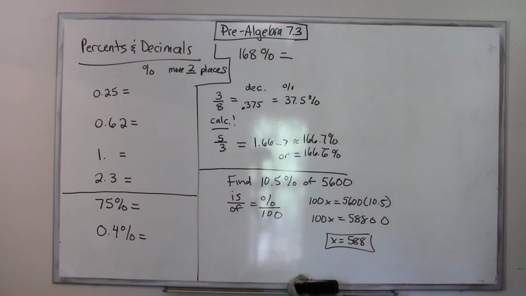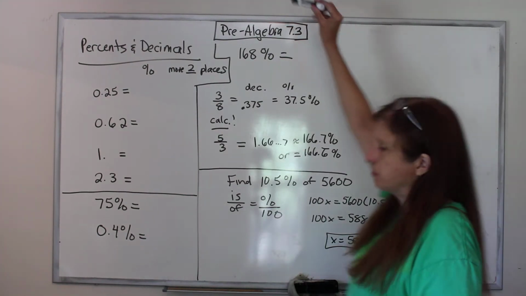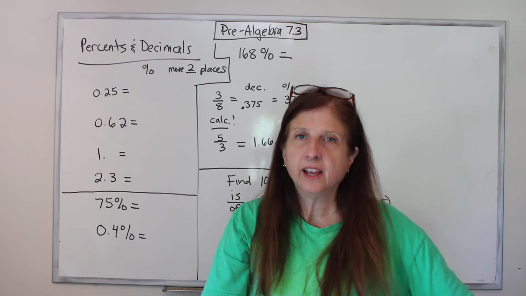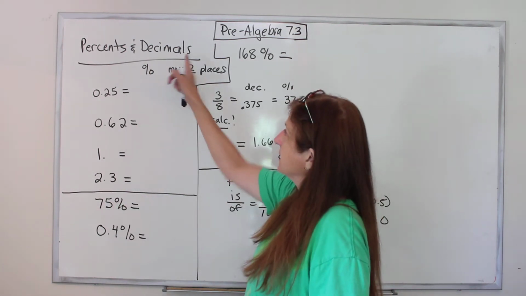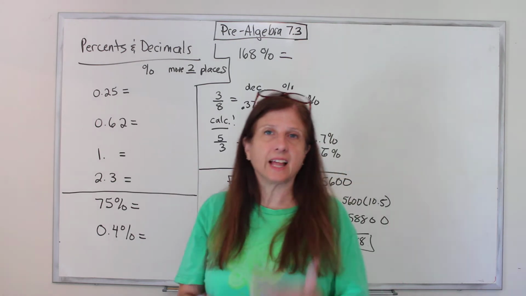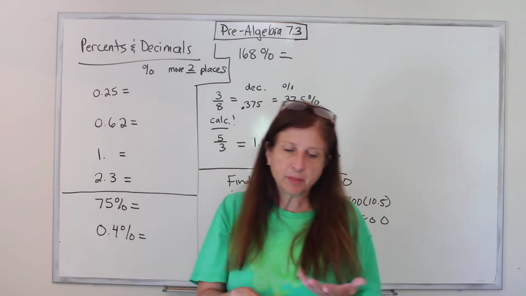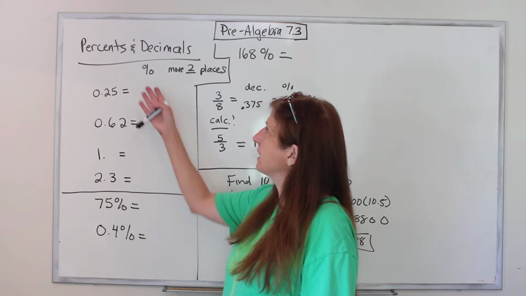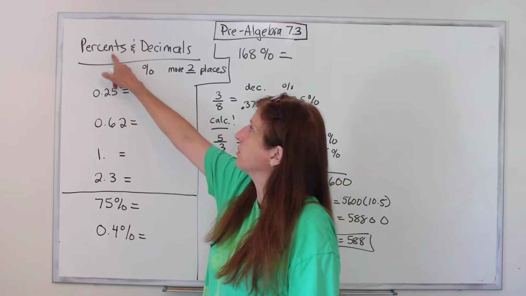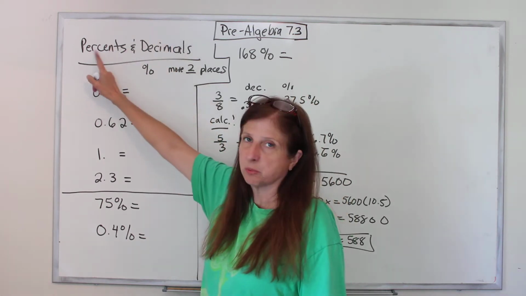Welcome back to Pre-Algebra Chapter 7, Section 3. If you want to follow along with the book, it's percents and decimals. And once again, this is classic pre-algebra stuff. So the first thing they do is have you convert from percents to decimals and decimals to percents.